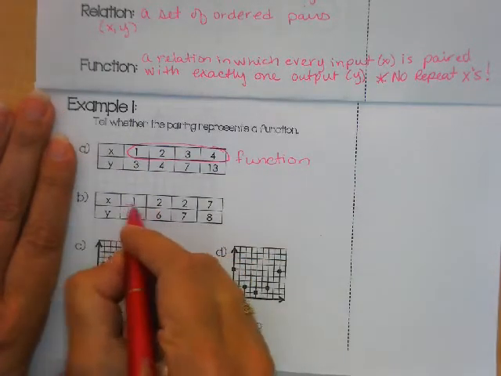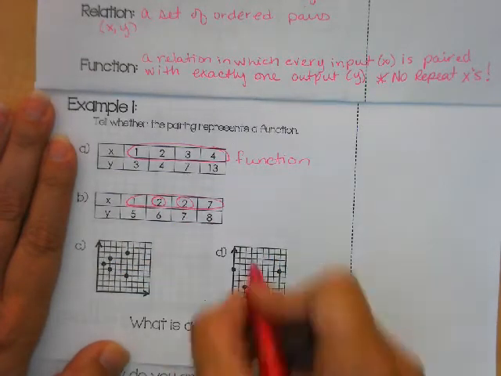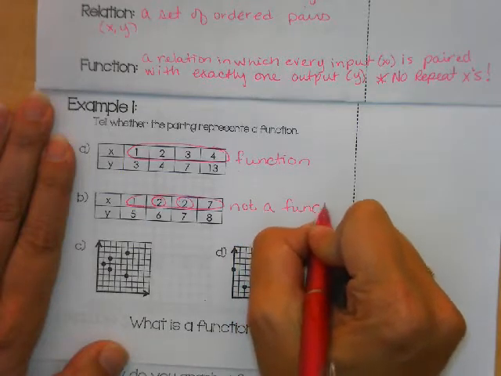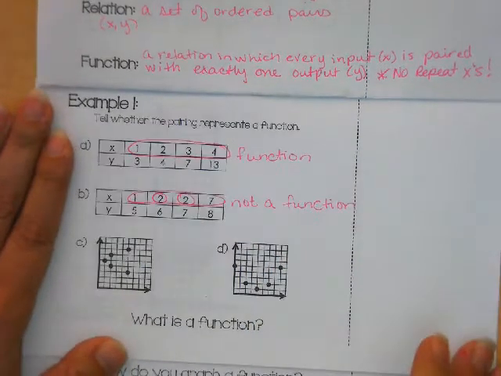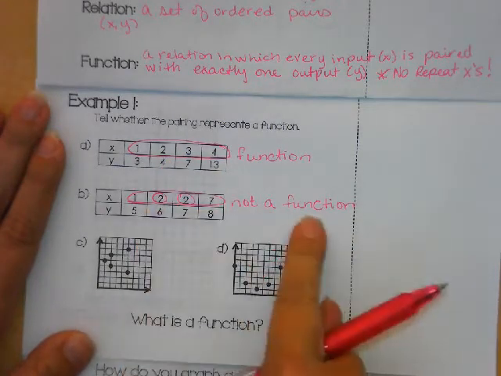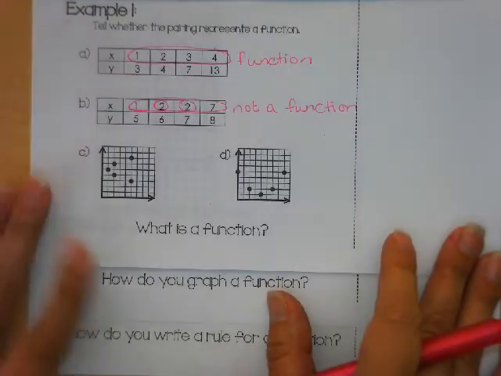When we look at B, though, you can see, oh, I have two 2's. So this is not a function. And we'll look at what that looks like as a graph and why. All right. So this is linear because it's a function. This is not going to be linear. We can also look in a graph.